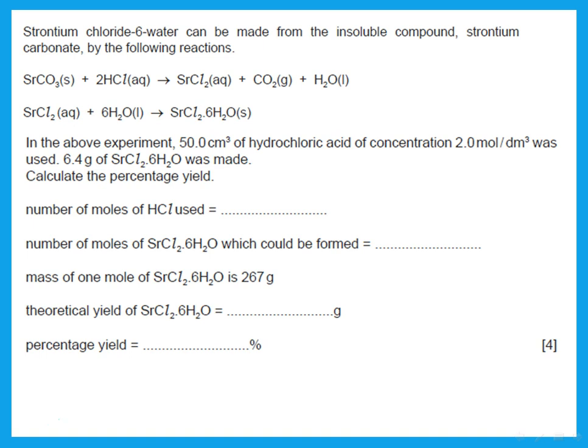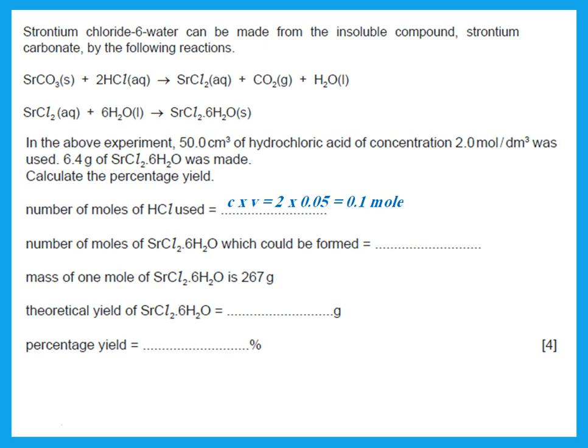Another kind of question. He has equations of strontium chloride made from strontium carbonate. And he says, in the above experiment, 50 centimeter cubed of hydrochloric acid of concentration 2 mole per decimeter cubed was used. 6.4 grams of strontium chloride was made. So this is what he actually got. Calculate the percentage yield. Again, he started with 50 centimeter cubed of HCl concentration 2 mole per decimeter cubed.